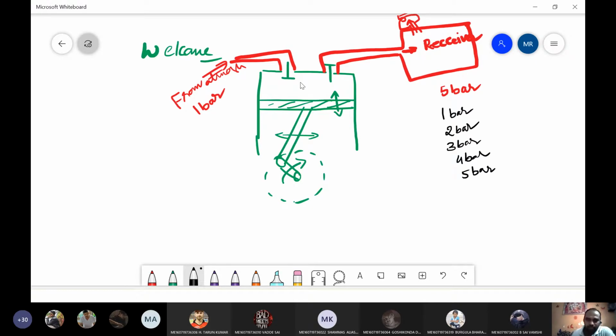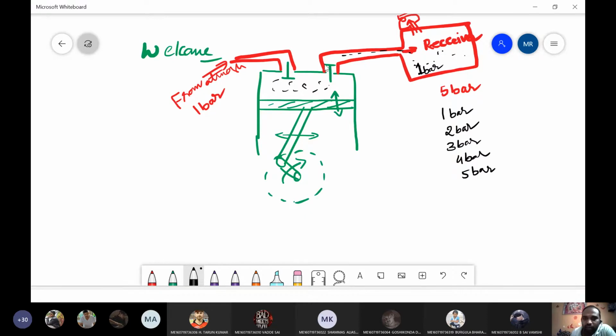Now let us say we started the air compressor by using some prime mover and it starts compressing the air. Let us say now inside the air receiver tank, the pressure is 1 bar. Let us say nothing else is there. The pressure of the air inside will be 1 bar. Now what do I need to do? I need to raise the pressure.